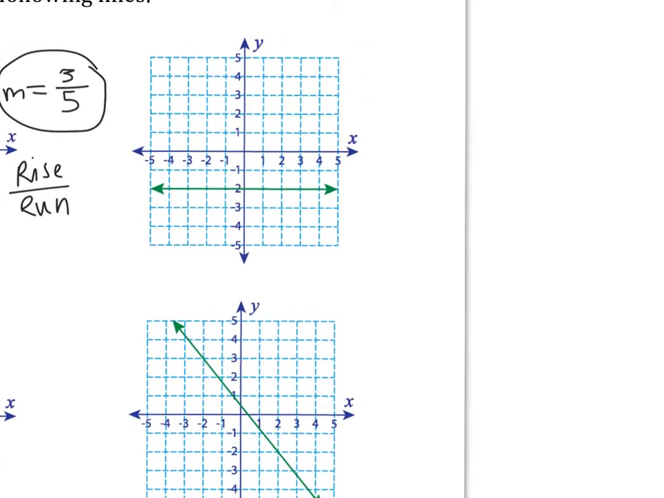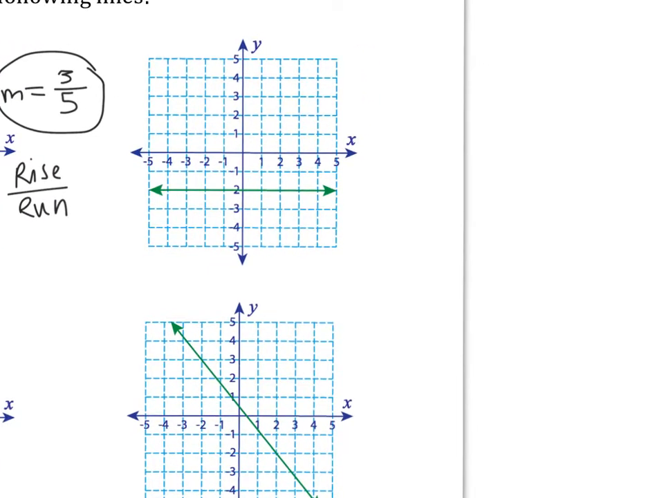So for this example, I will pick this point right here, and I will pick this point right here. Really, they're all on a grid point line. So here I rise up none, right? I'm not going up any, and I'm running over to the next point, 2 units. So here m would equal 0 over 2, and 0 divided by any number is 0.